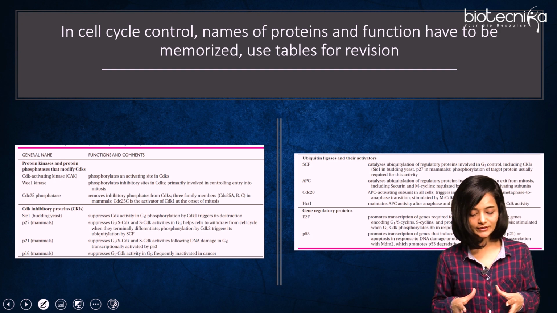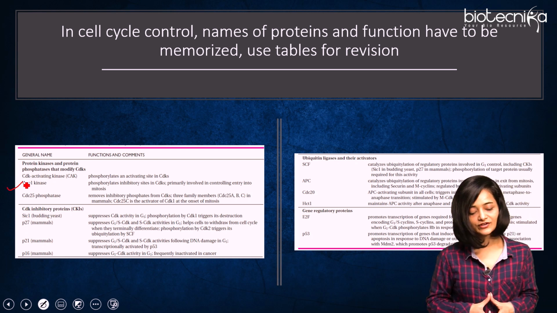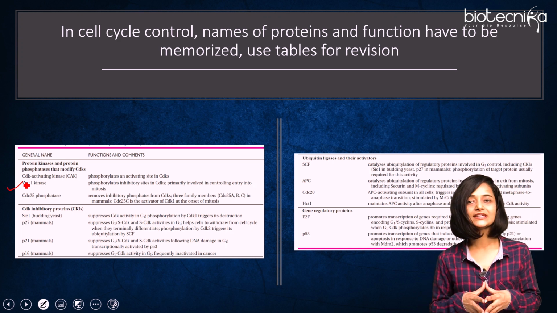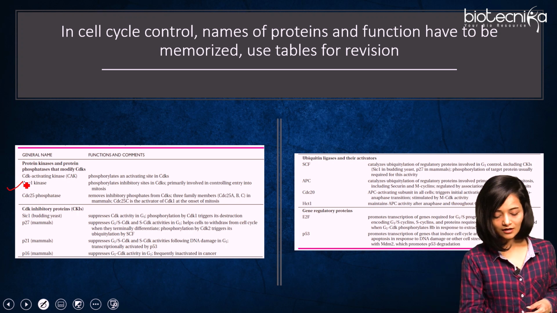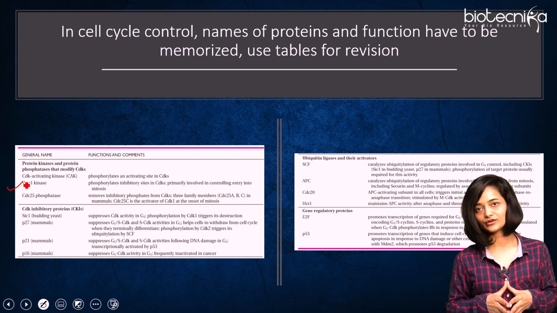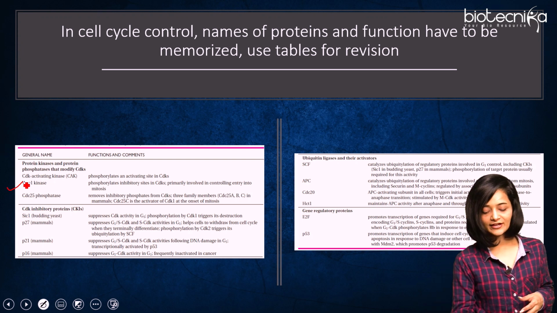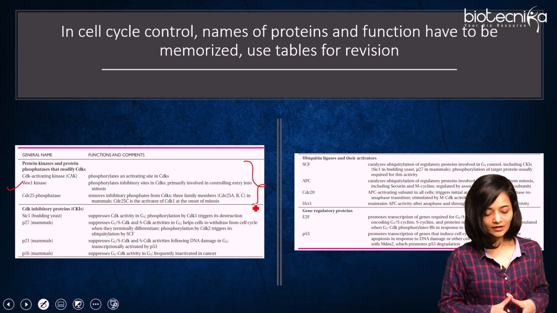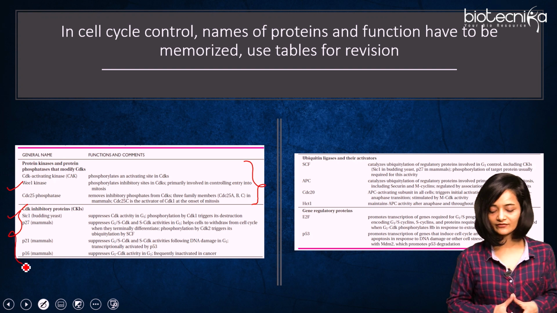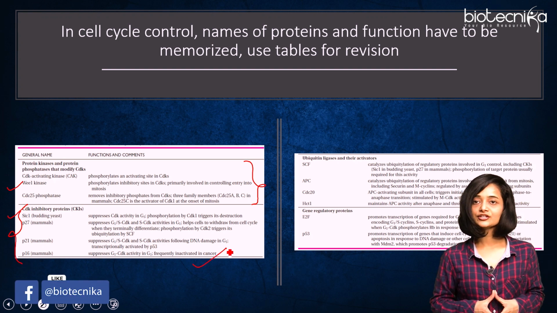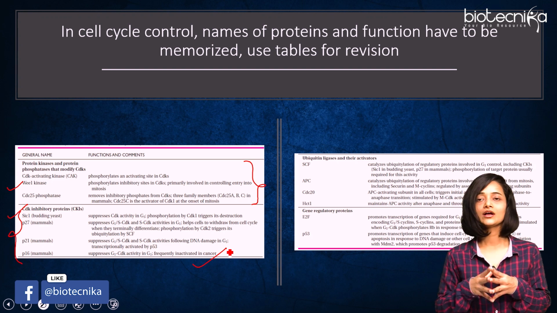So I have taken here two tables. In the first table, the general names of the proteins which help in regulation of CDKs and cyclins are given. Majorly, two types of proteins are involved in the regulation of CDKs: protein kinases and protein phosphatases. Their functions are described here. Then come the CDK inhibitory proteins. All the types of CDK inhibitory proteins are given and explained here. You need to revise and remember them, and it would be easy if you make a table.